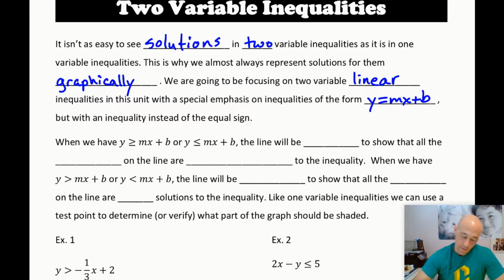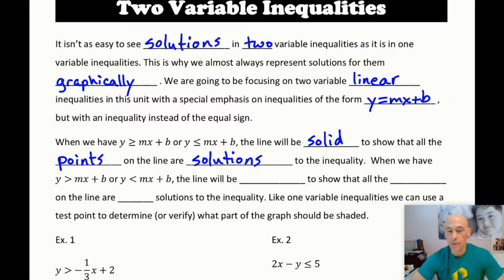When we have either of these two, y is greater than or equal to mx plus b, or y is less than or equal to mx plus b, the line will be solid to show that all the points on the line are solutions to the inequality.